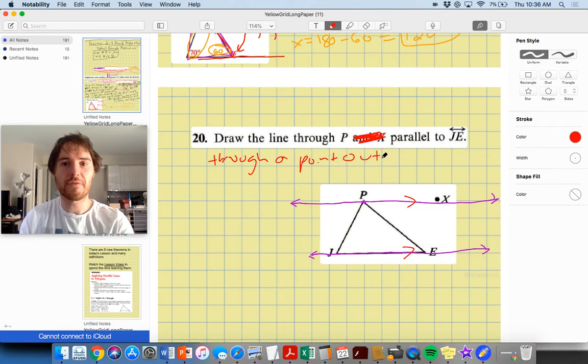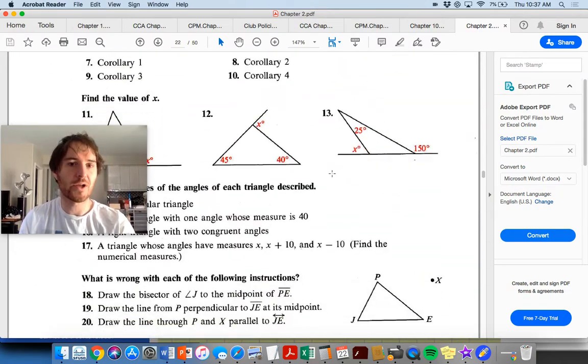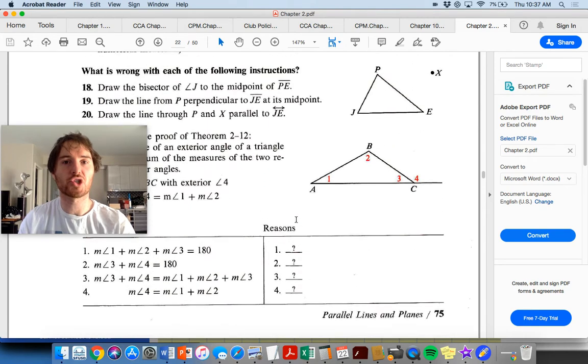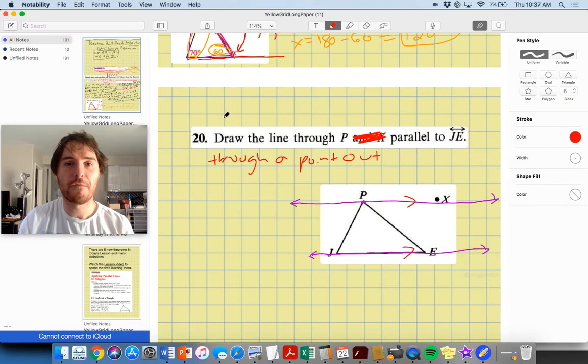So this question is, I forgot to actually say what this question is all about. If you're just watching this here, please be reading the questions too. I think that's important. It says here, what's wrong with each of the following instructions? So this is a faulty instructions question. We've got to explain why it's faulty.